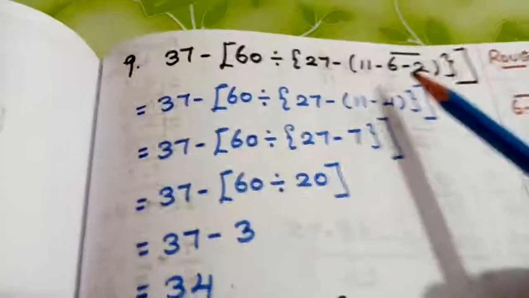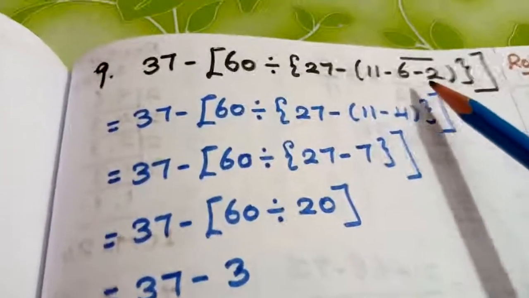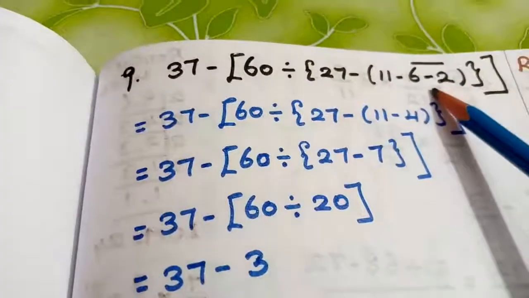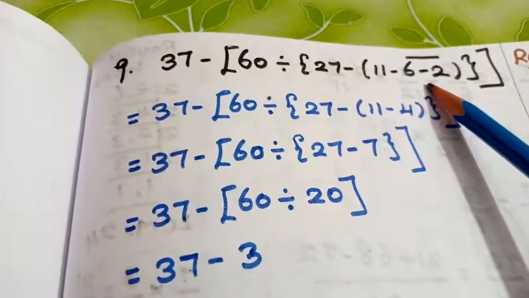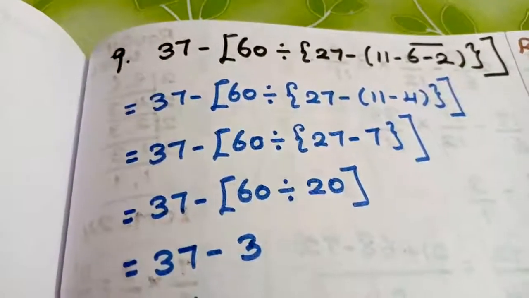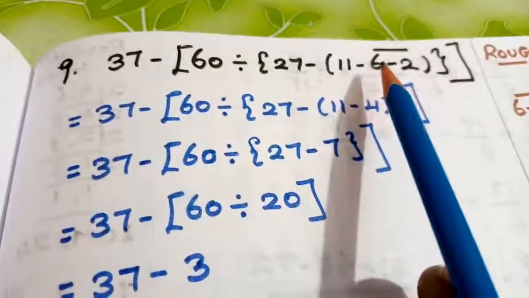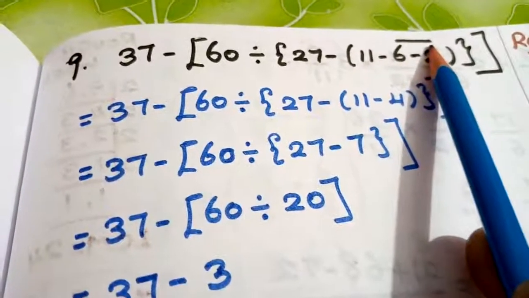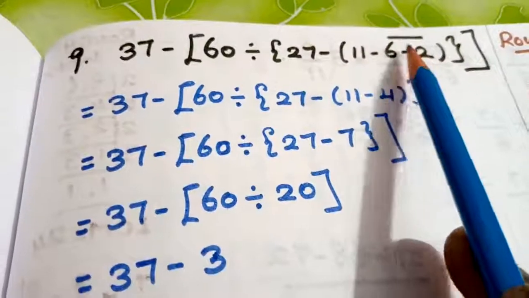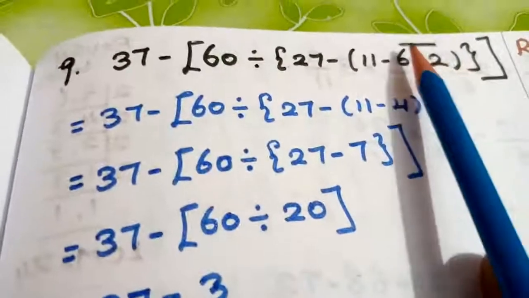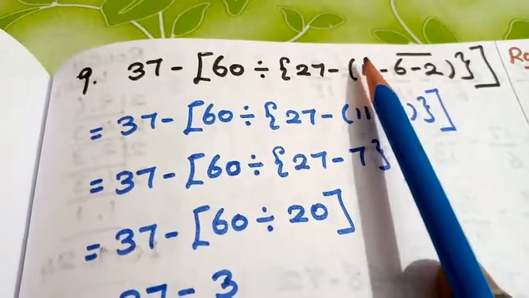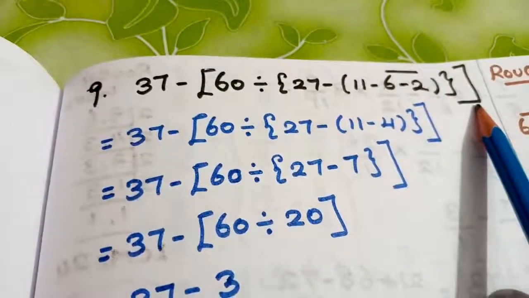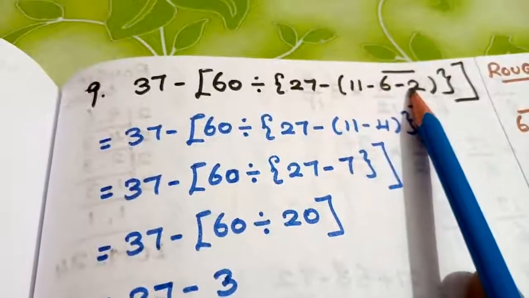Question number 9. The speciality of question number 9 is that you have 4 different types of brackets. All the different types of brackets we are applying here. If you see a 6 minus 2 bar, don't think that it is an operation. It is one of the types of bracket we are using in this place. So this is the innermost, then open bracket, flower bracket and square bracket.